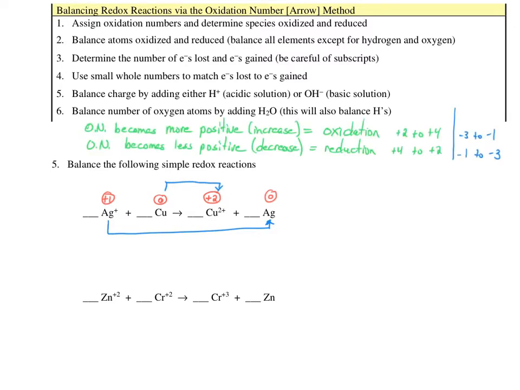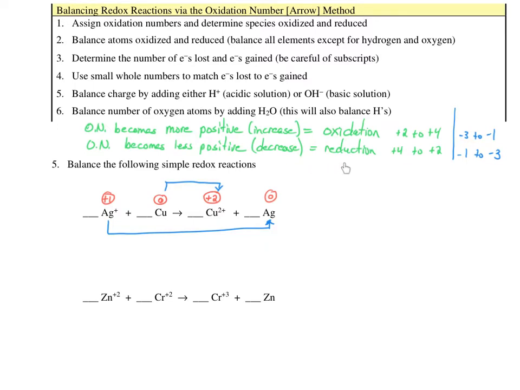Now we also want to practice identifying those things that are oxidized and those things that are reduced. If an oxidation number becomes more positive, or if there's an increase in oxidation number, this is an oxidation. Examples would be +2 to +4. Another example would be from -3 to -1. This is becoming more positive.